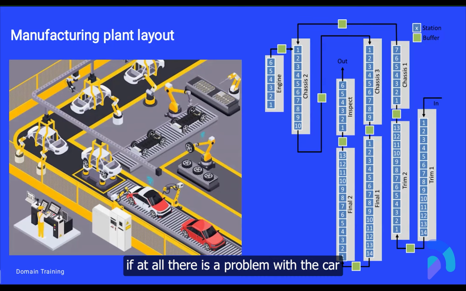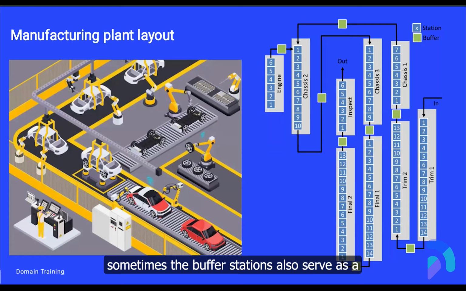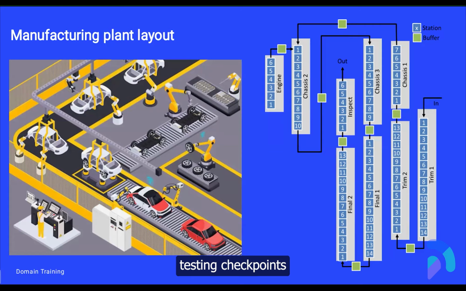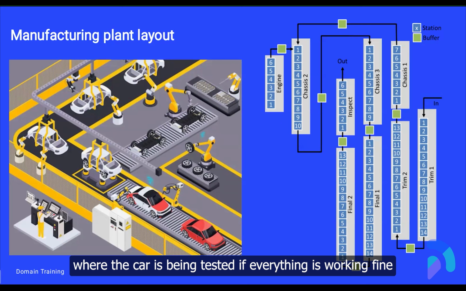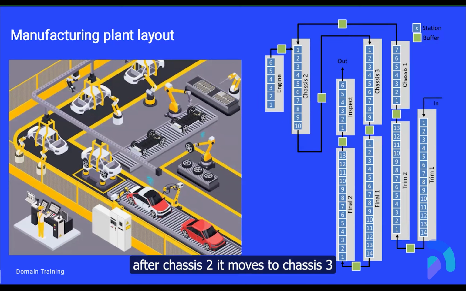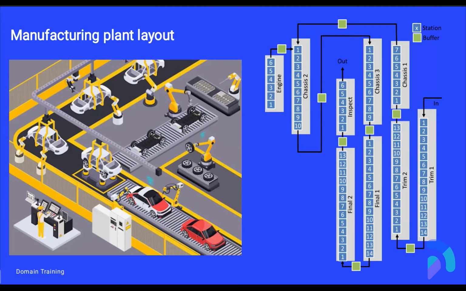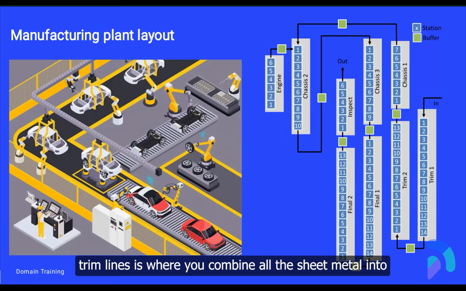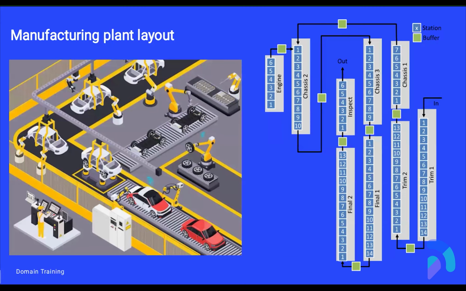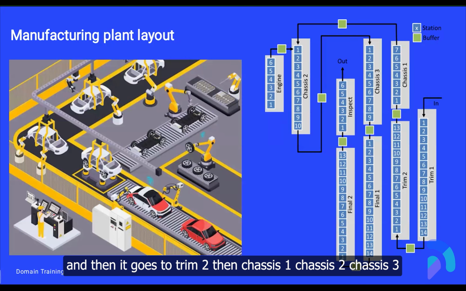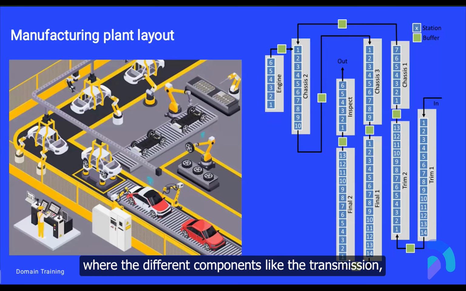If at all there is a problem, the car is taken out of the station and fixed in the buffer locations. Sometimes the buffer stations also serve as testing checkpoints, where the car is tested to see if everything is working fine. So after chassis 2, it moves to chassis 3, and you have different trim lines. Trim lines is where you combine all the sheet metal into the actual frame of the car. Okay, and then it goes to trim 2, then chassis 1, chassis 2, chassis 3, where the different components like the transmission, drivetrain, everything is combined.